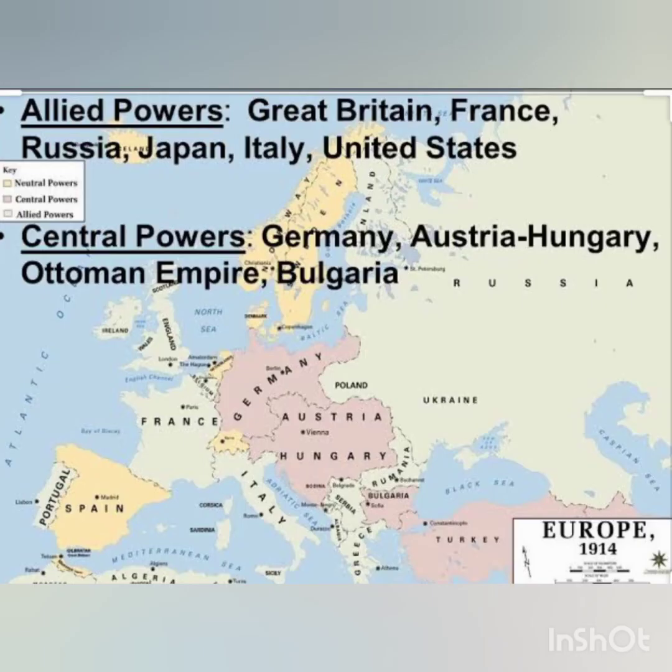Countries involved in the First World War: Allied powers: Britain, France, Russia, Italy, America. Central powers: Germany, Austria, Hungary, Ottoman Empire, Bulgaria.